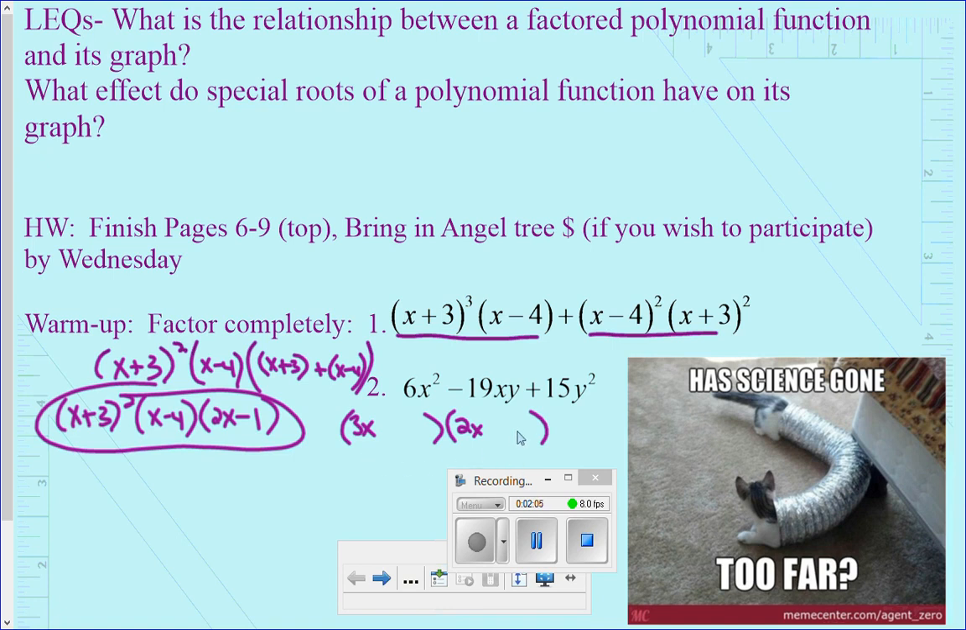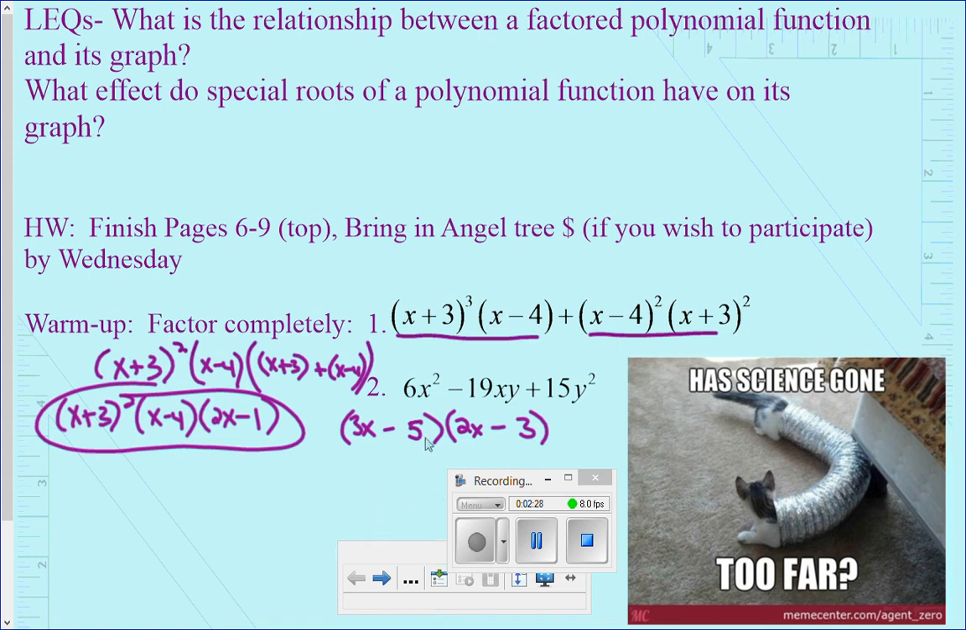So I'm going to put the 3 here and the 5 here. And in order to give me negative 19, I'm going to want them both to be negative. So 3 times 3 is 9, and 5 times 2 is 10, and they're both negatives, so that gives me negative 19. Now that's only going to give me negative 19x.